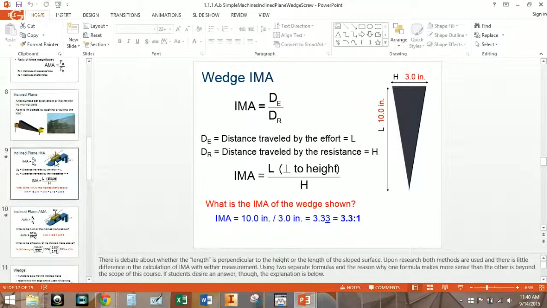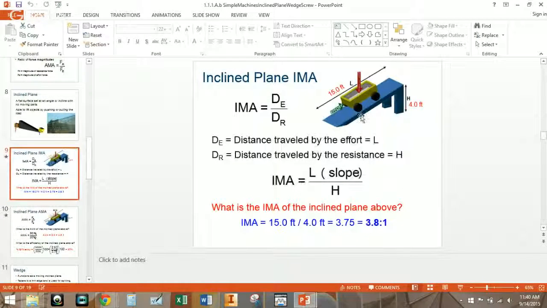Another place, sorry, just to backtrack, that would be very important to write down: make your little triangle here and take notes on which one is our effort. So our 15 feet is our effort distance and the 4 feet is our resistance distance. Good places to take notes if you want to stop right now.